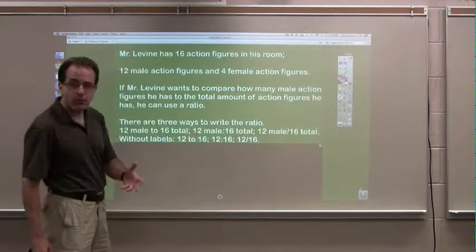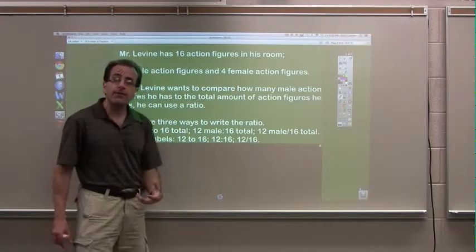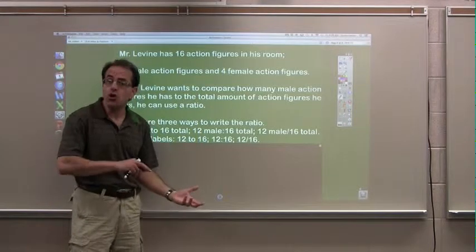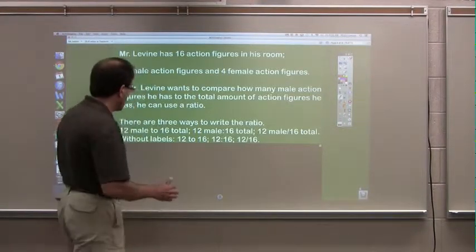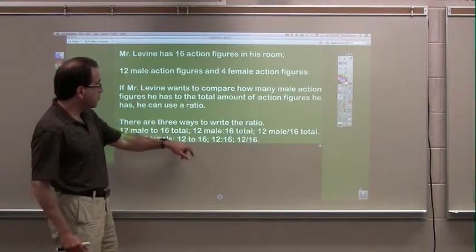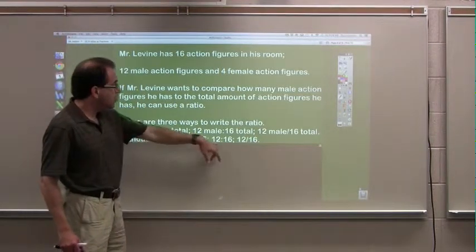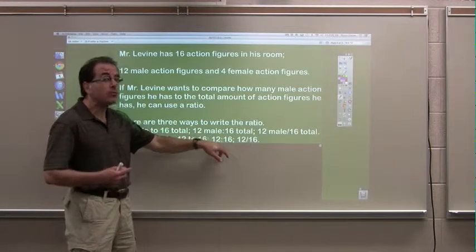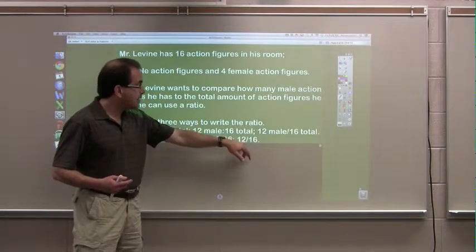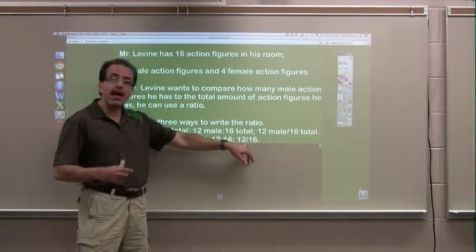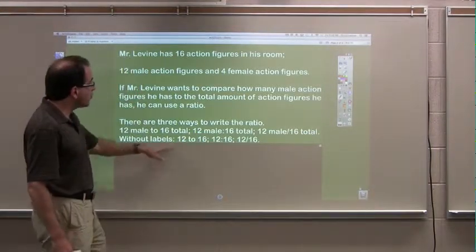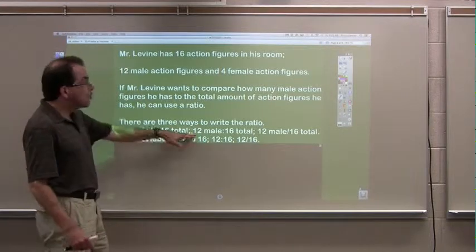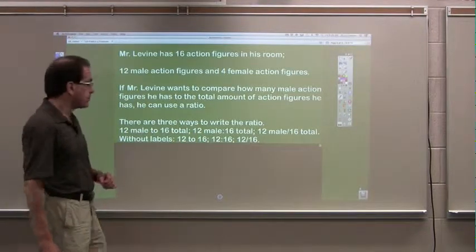And I can completely get rid of the words as well, although very often having the words, especially for someone who doesn't know exactly what you're doing, is going to help them understand your meaning. So without labels, it's 12 with the word to 16, 12 with the colon, and again, it's still read as 12 to 16, and even in fraction form, it's read 12 to 16 when we're talking about ratios. So these are the 3 ways to write your ratios with or without descriptions.